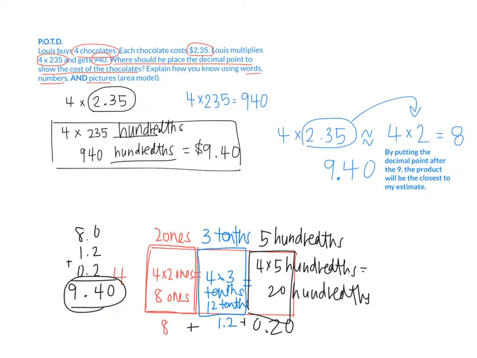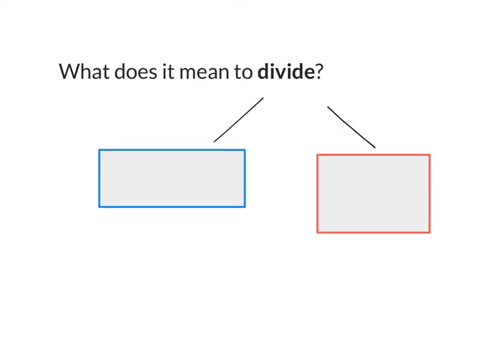Once again, I want to show you that this is how you use numbers to show something. This is how you use words. You can notice that there's actually words here, right? And this is how you use pictures to show multiplication. Today, if we're going to start talking about division, we have to understand what it means to divide.